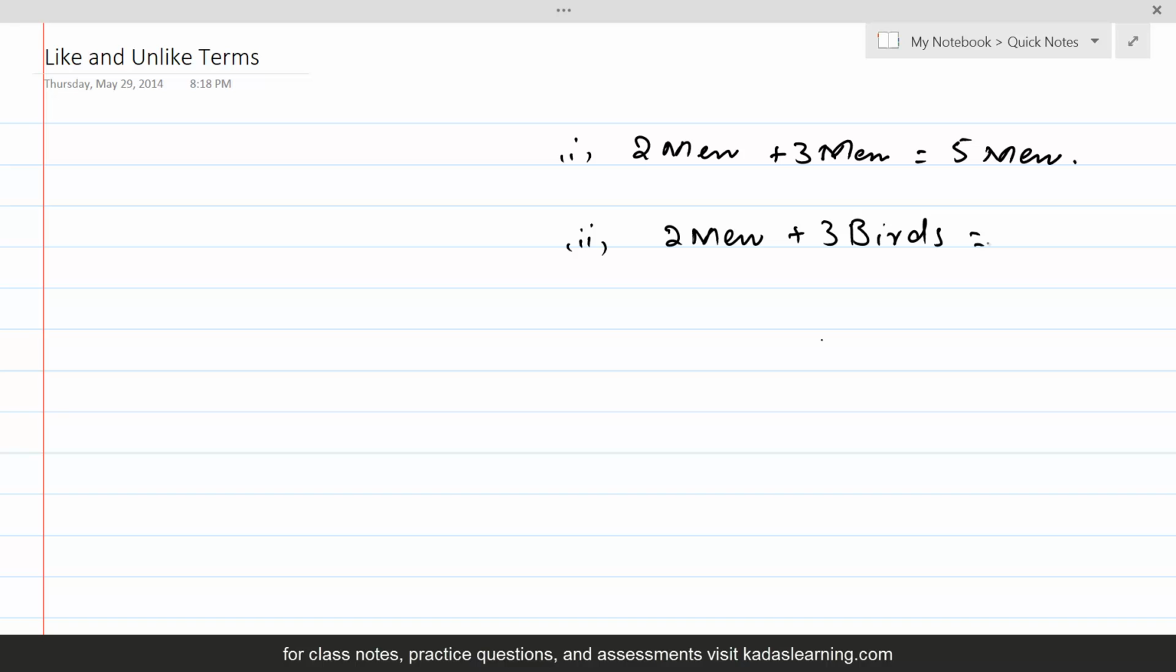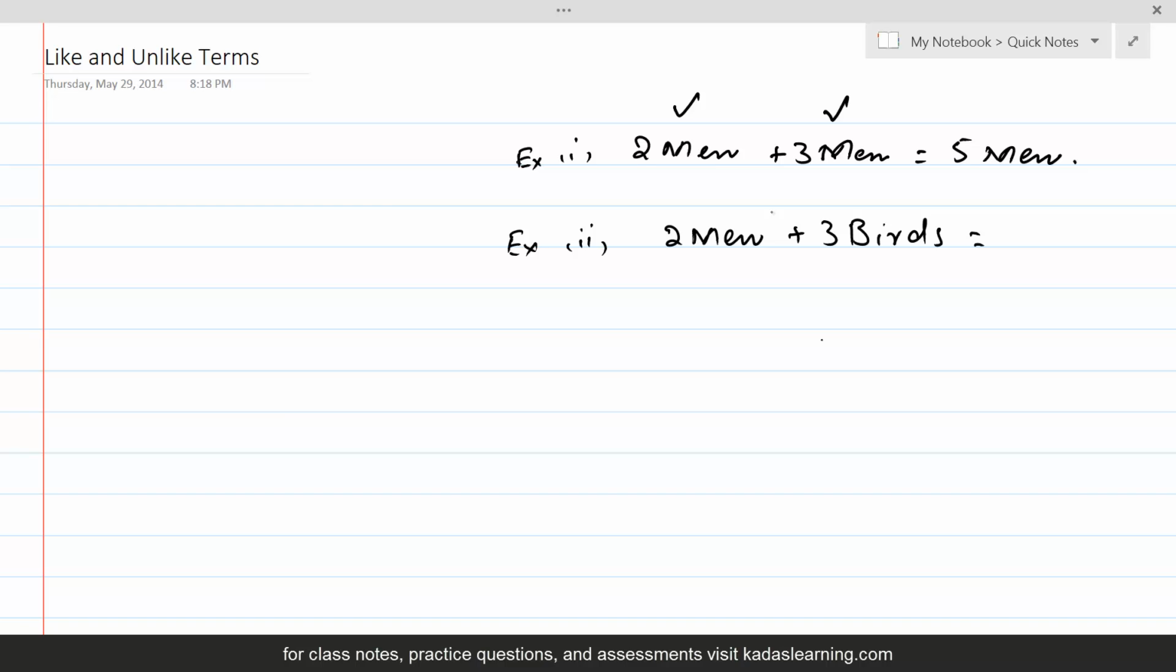That's exactly how we follow rules of addition in algebra. We first identify which two terms are like so that they can be added. Like example 1 here. In example 1, 2 men, this term is like 3 men. Both terms are like terms, that's why they could be added. But in example 2, 2 men and 3 birds are unlike terms. That's why they cannot be added.